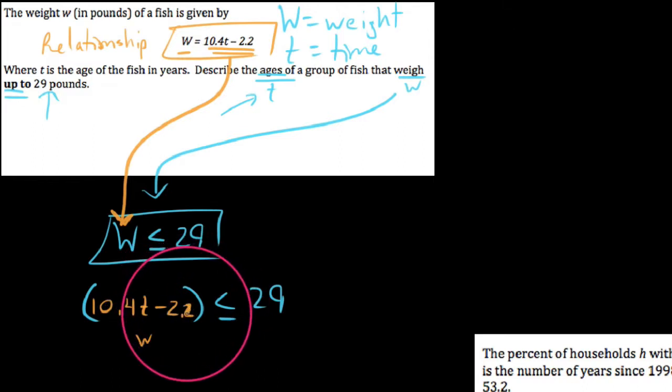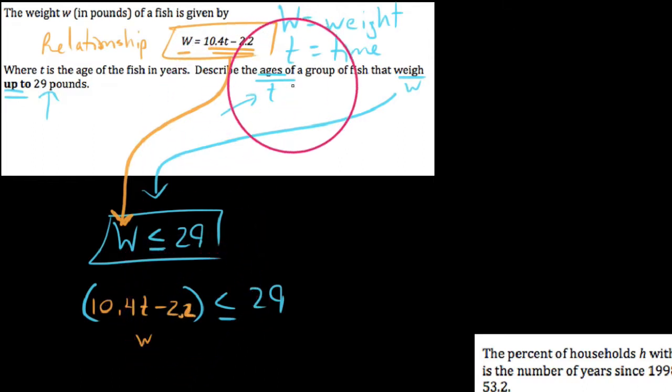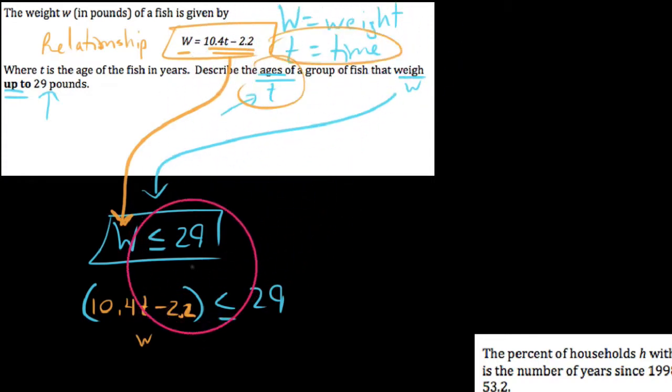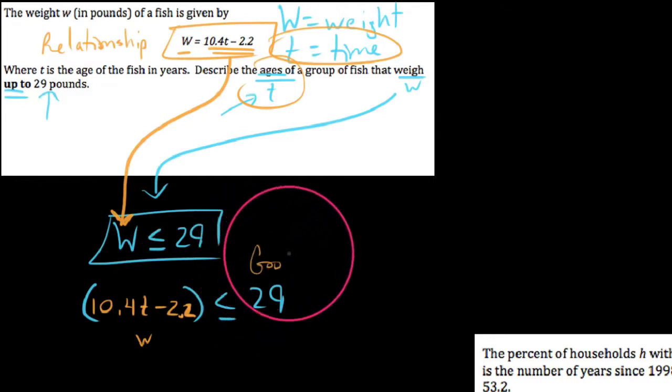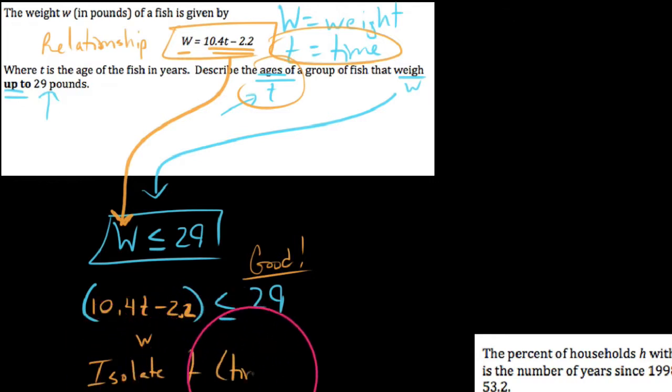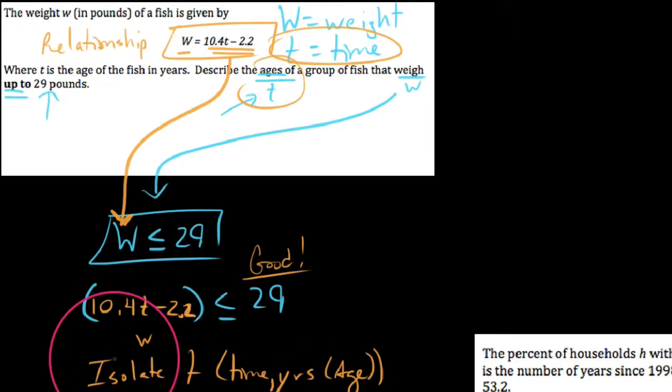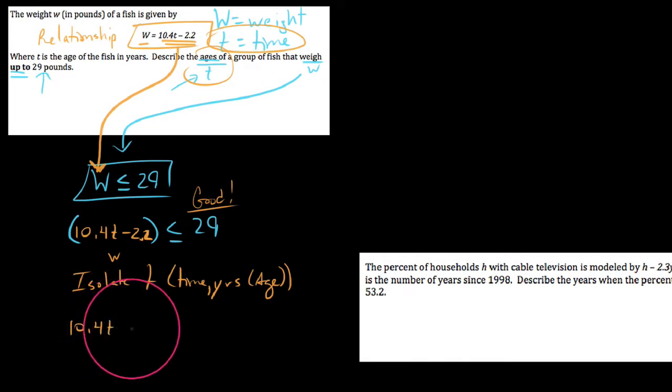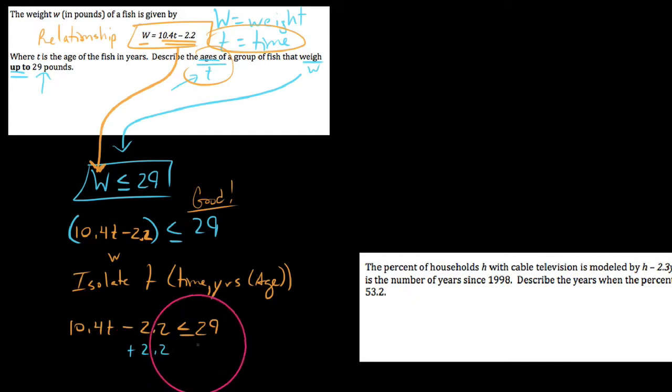Now, keep in mind that we do want to describe the ages of the fish, so time represents age. This is good right here, a wonderful thing we just did. But now we want to isolate T, which is the time in years, or age of the fish. So we have 10.4 times the number of years, minus 2.2, is less than or equal to 29. To isolate T, we'll start by adding 2.2 to both sides.